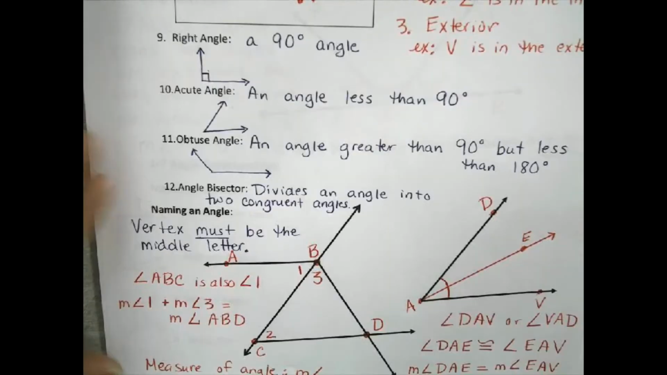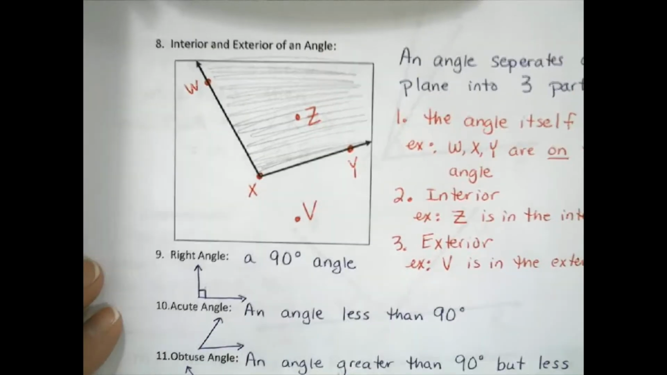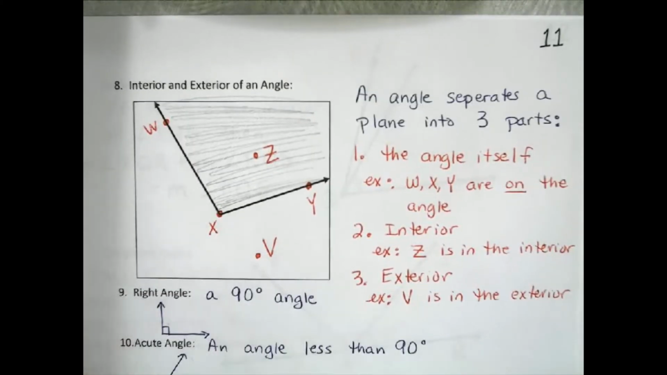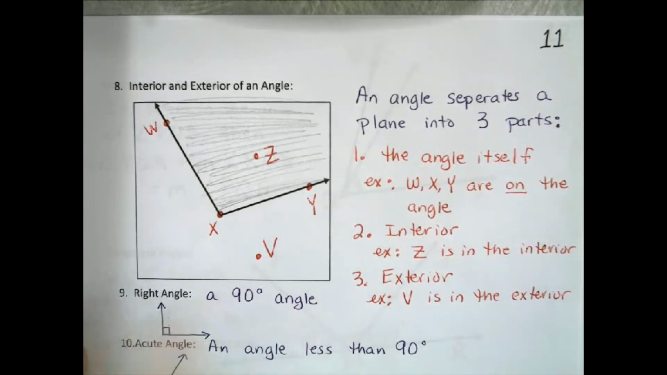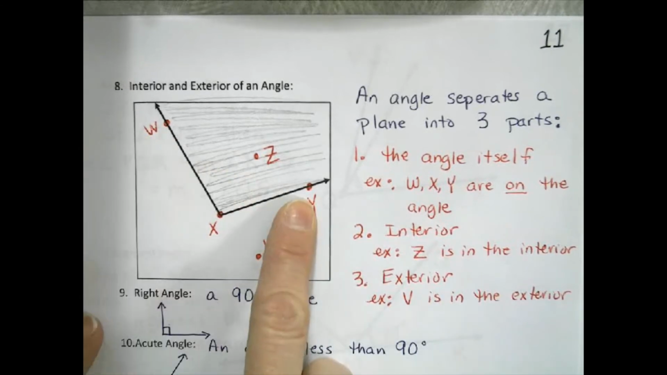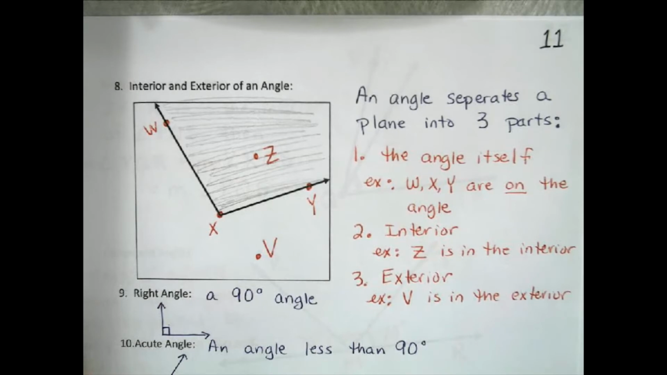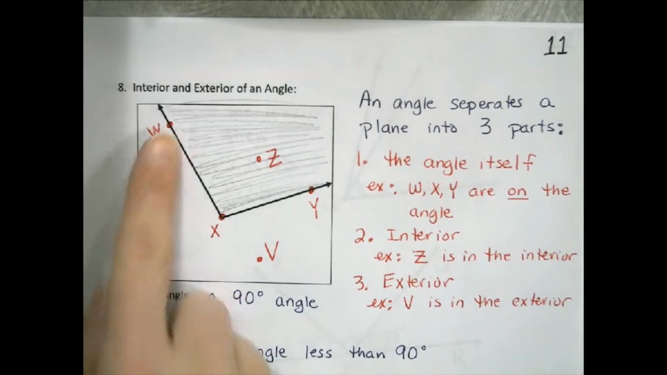Each plane is always divided into three parts when it contains an angle. So in this example here, I have this angle inside of a plane. This angle has the endpoint X. It also has two points on the angle, W and Y. There are three parts of the plane. The first is the angle itself, and this would be angle WXY.